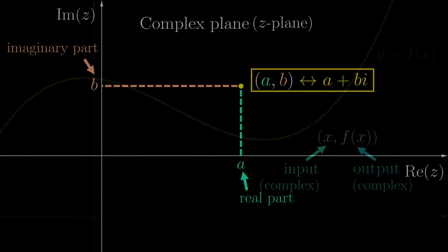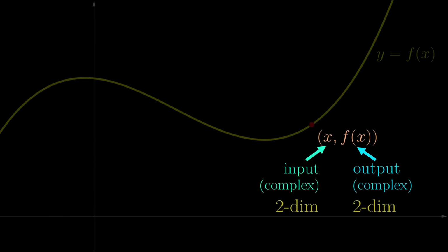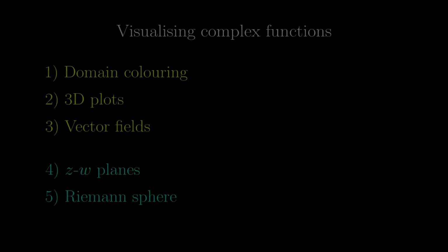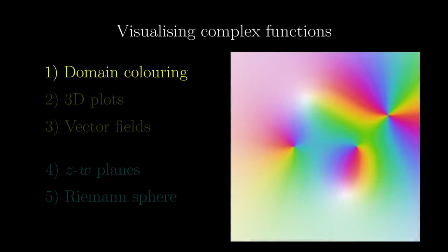So both the input and output are two-dimensional, which means we actually need 4 dimensions to properly graph it. We live in a 3D world, so how do we visualize a complex function then? There are, actually, at least 5 ways of doing it.